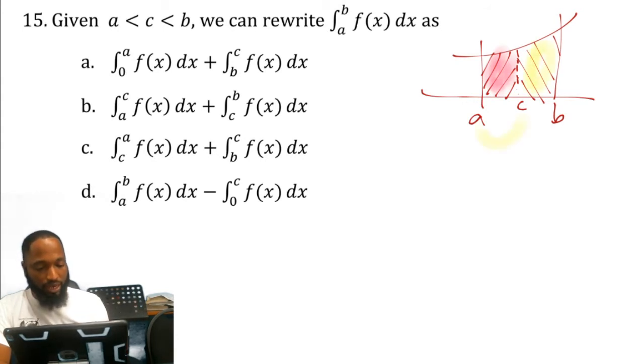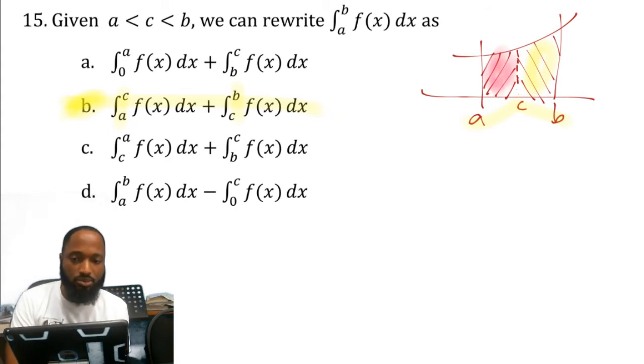So the area from A to C. Because remember, I'm saying that C is bigger than A, but it's less than B. So therefore, C has to be the one that's lying in the middle. So I'll be doing A to C plus C to B. So in this case, the answer is B.